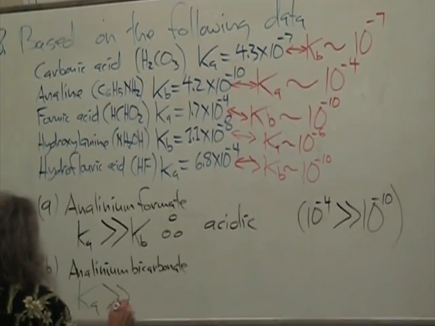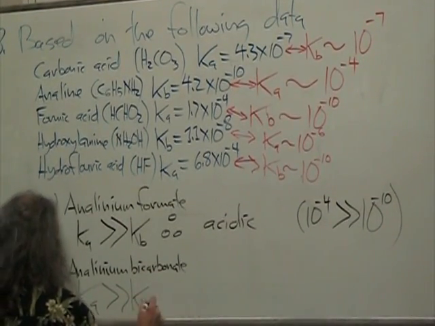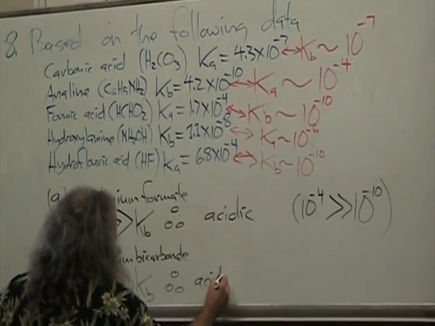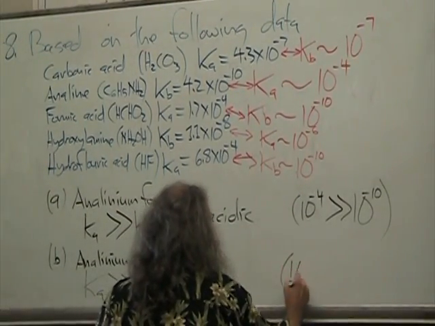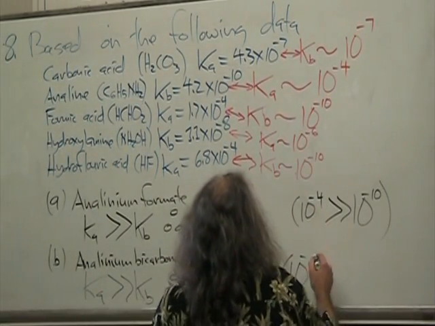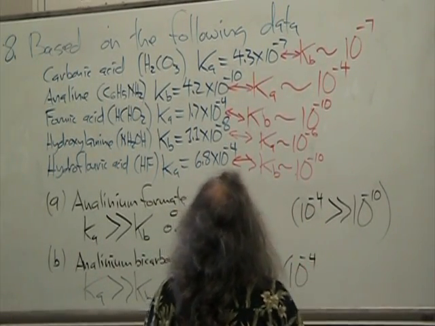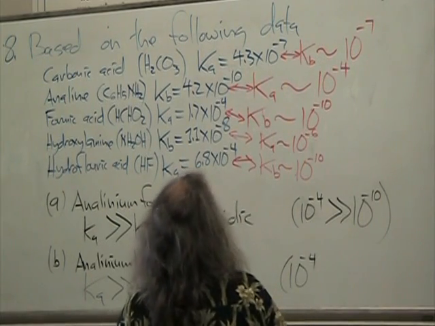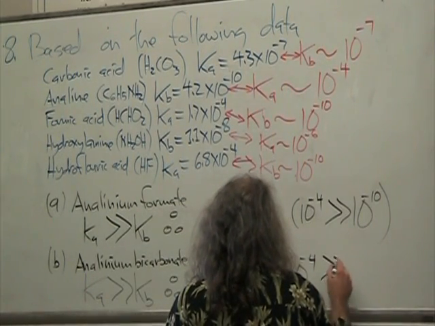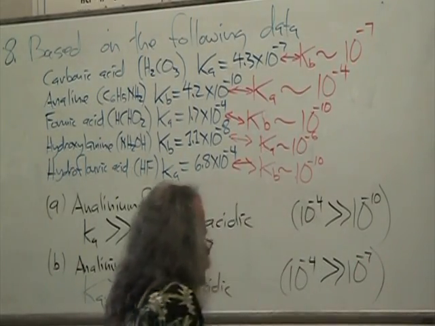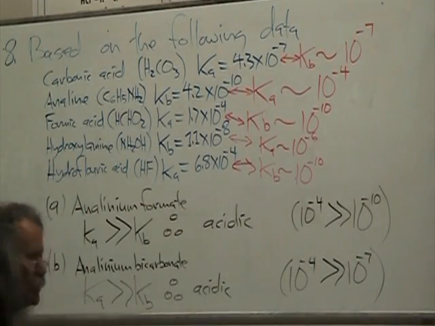Again, Ka is much greater than Kb, therefore acidic. And that's because 10 to the minus 4 was greater than 10 to the minus 7. So it was an easy call to make.